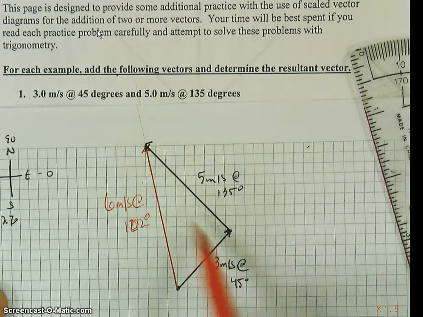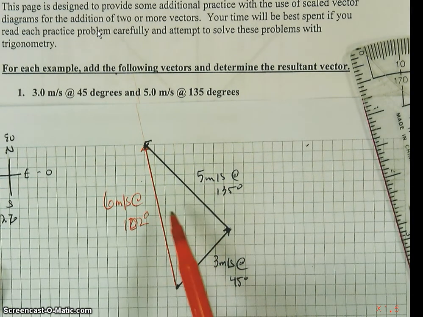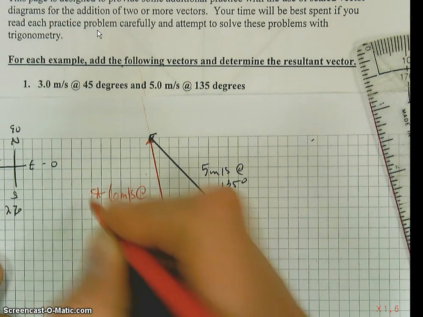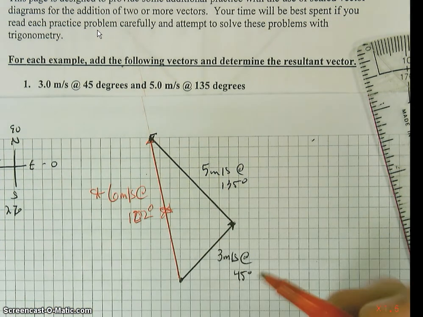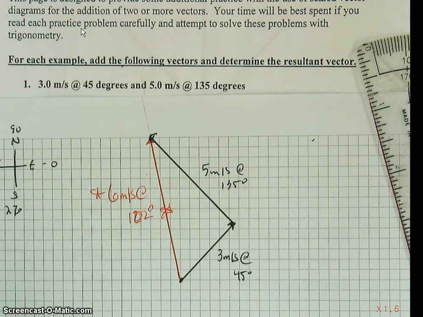I wanted you to be aware of how to do this, again, adding them tip to tail. But caution yourself when using this because this number is an estimate. It is not perfect. If we want to be perfect, we use trig. Introduction to vector addition.